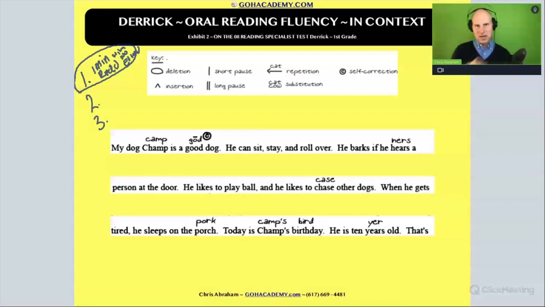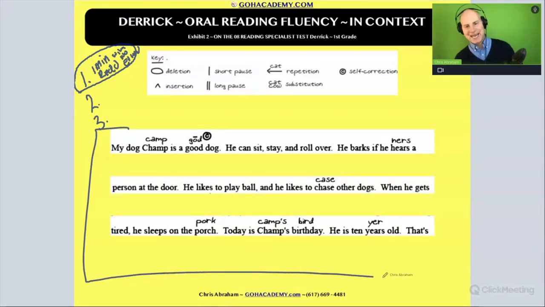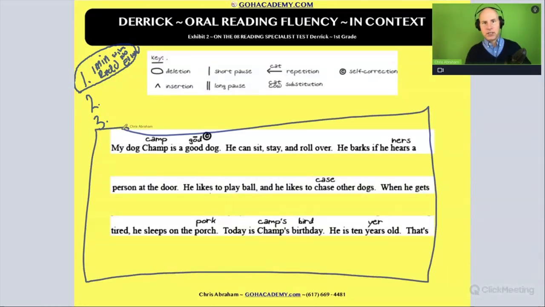You're going to do that for every single case study that looks something like this. You take a minute and you just read the text. Now, as you read the text, you're going to ask yourself a basic question. What type of text is this? What is it? And I'll give you two choices to make it easy.